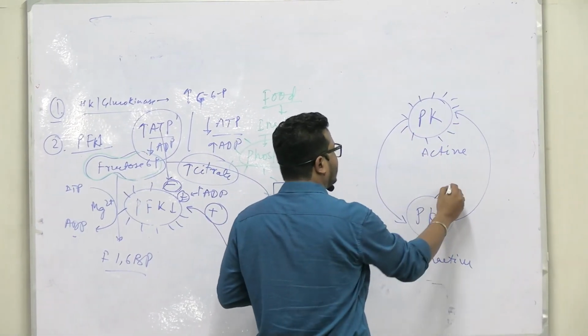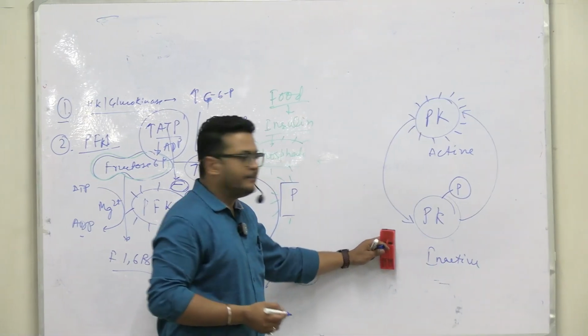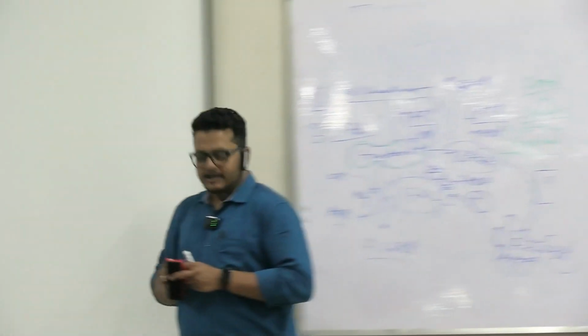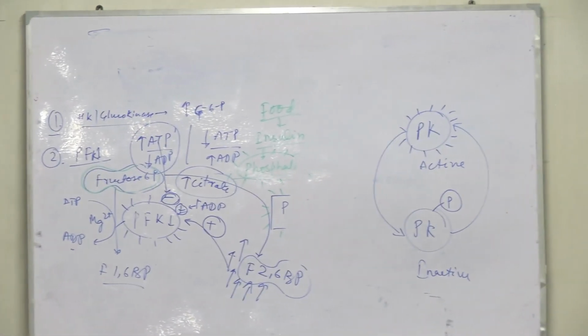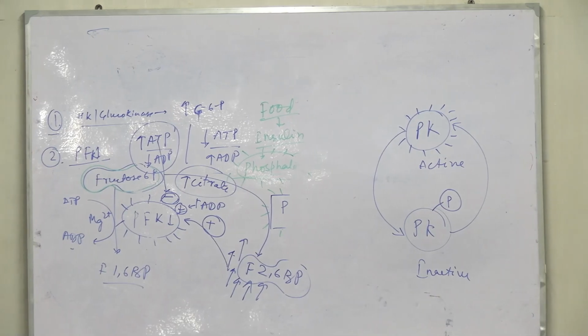Fine. PK is inactive when a phosphate group is added to it. PK is active when no phosphate group is added to it. Now, tell me, what should we write at the sides of those arrows, the directions? When should PK be activated?